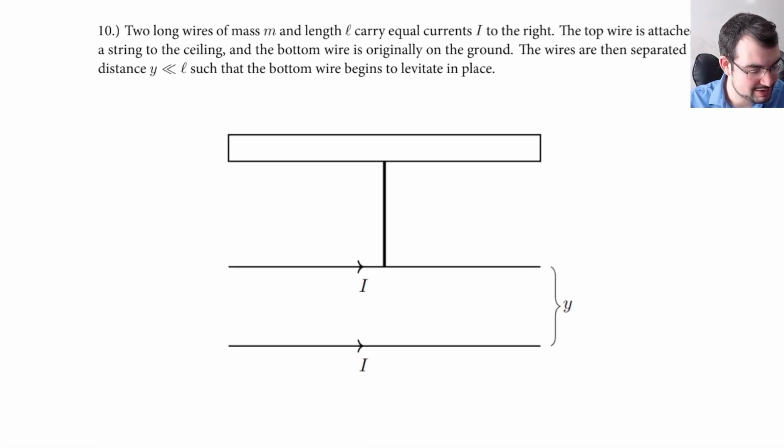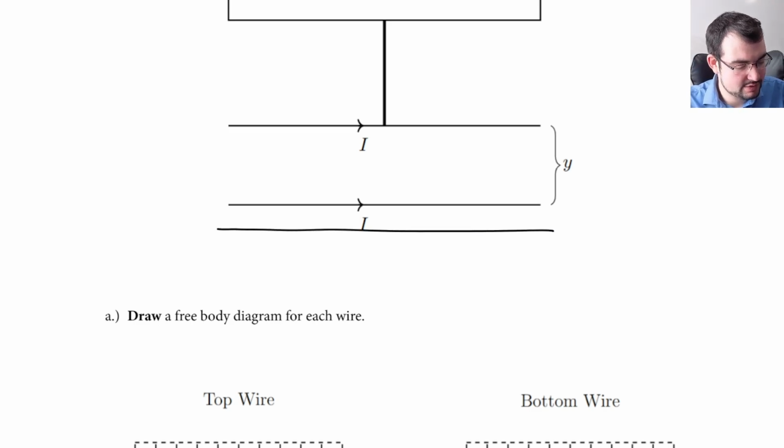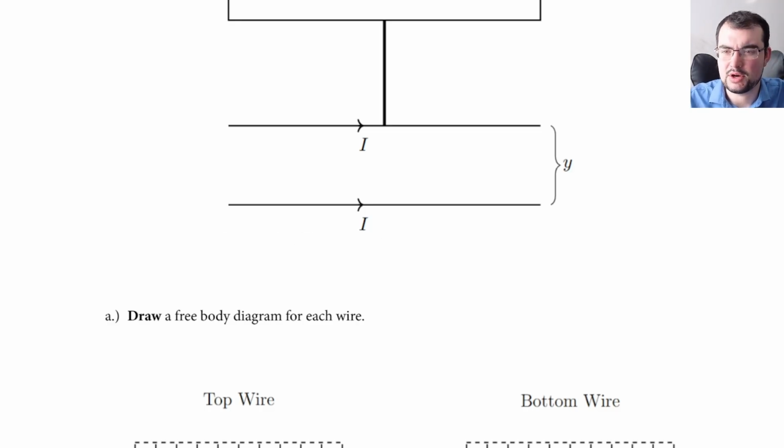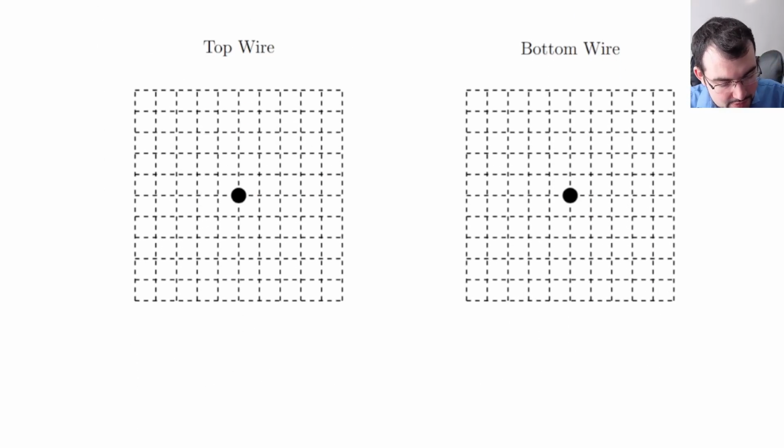All right, now some force balancing. So we have our magical current carrying wires from before are carrying current. They're separated by some distance, and the top wire is suspended by a string. And this bottom wire is initially on the ground, but we've found some separation such that this bottom wire actually starts to levitate off the ground a bit. So what is happening here? Well, these wires have the same mass, lowercase m.